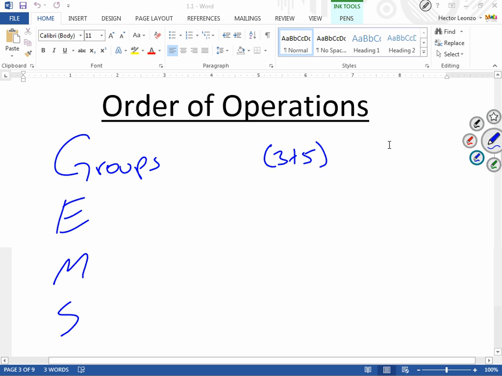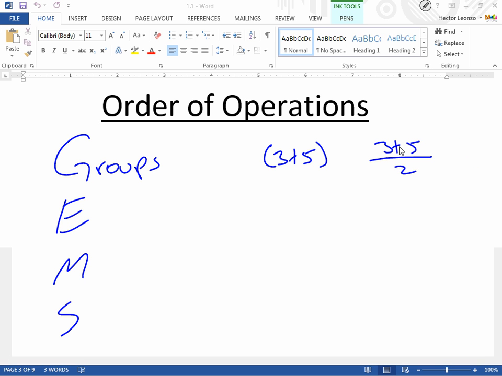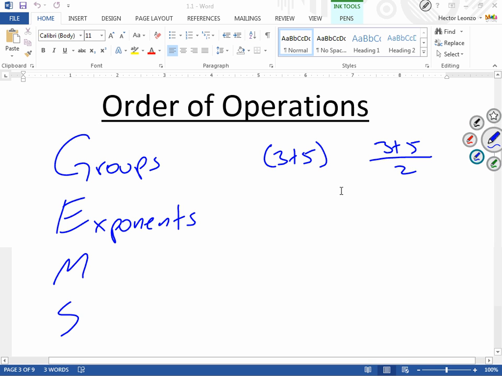Another way that a group can be represented is in a fraction, when one of the sides is not simple, like 3 plus 5 over 2. So in that case, 3 plus 5 is also a group. So groups first, remember it could be represented as parentheses or in a fraction where one of the sides of the fraction is not simplified. So that's the first thing that we do. Then we do exponents. The second step is exponents. And we just saw what an exponent is, like 2 to the third. That gives us 8. Exponent is the second step.